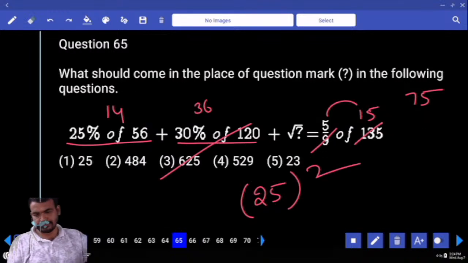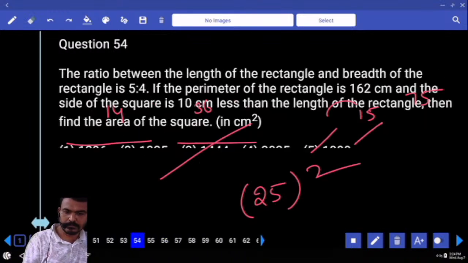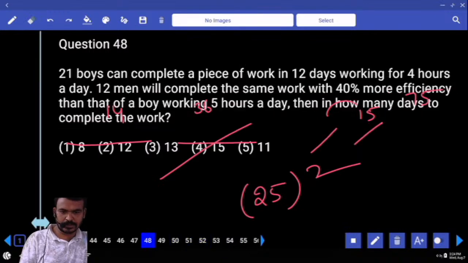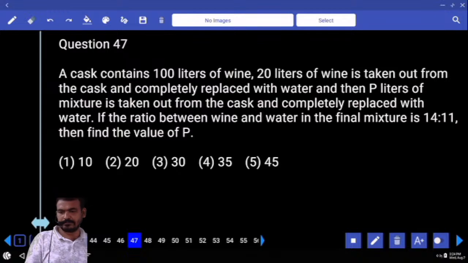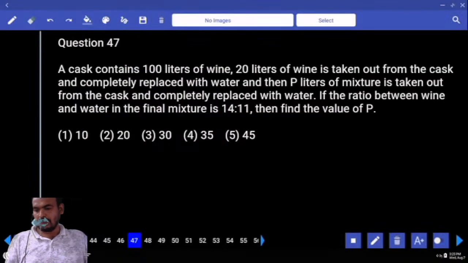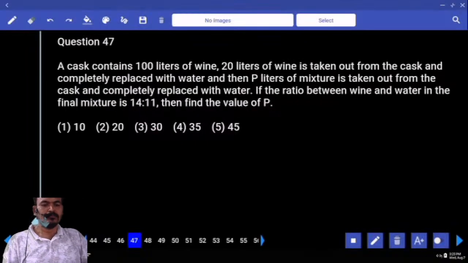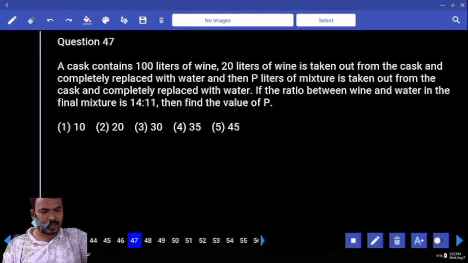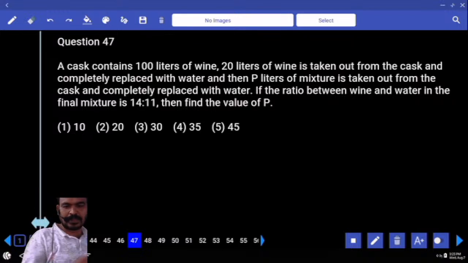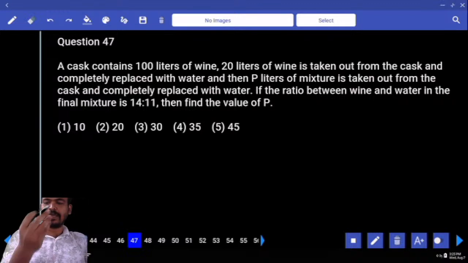Next arithmetic questions. Question number 47. A cask contains 100 liters of wine and 20 liters of wine is taken out from the cask and it is completely replaced with water. Means out of 100, 20 are removed, again 20 liters of water is added.